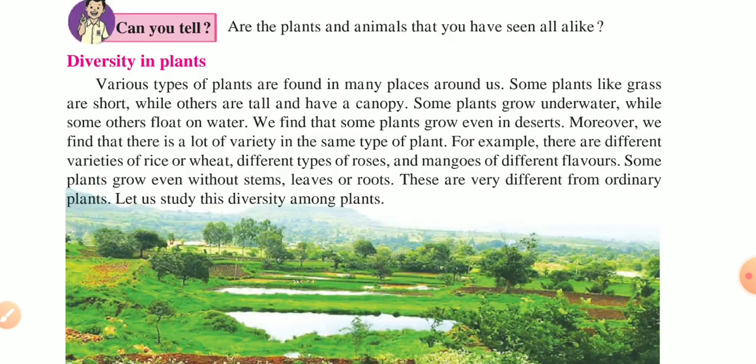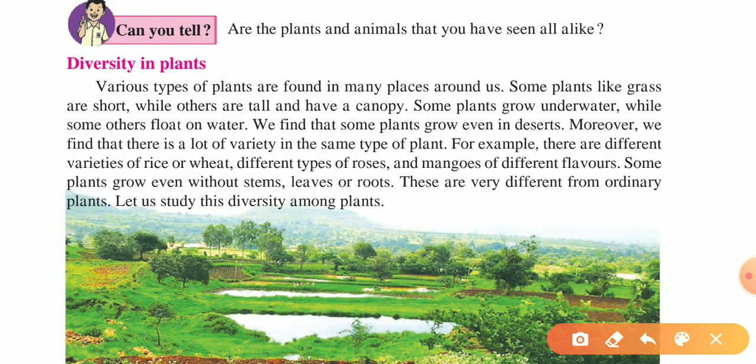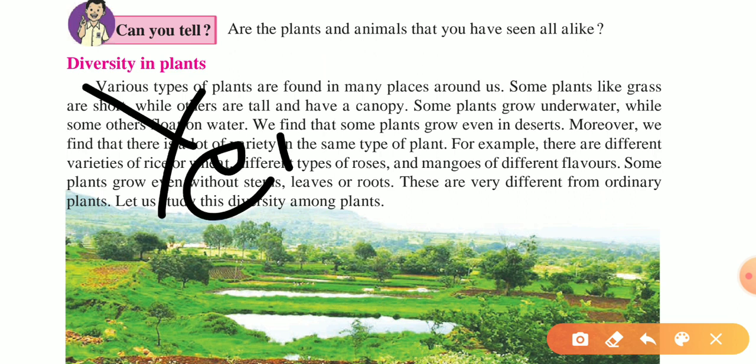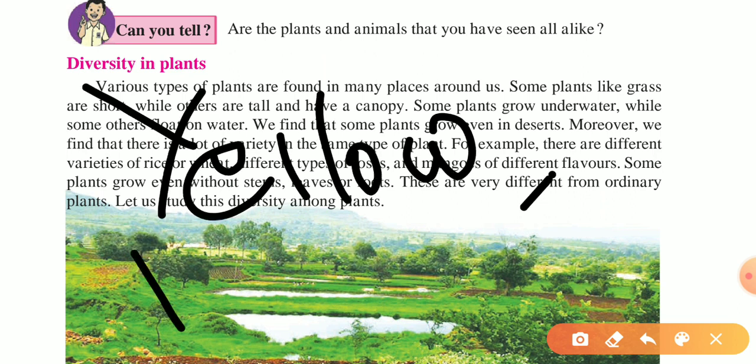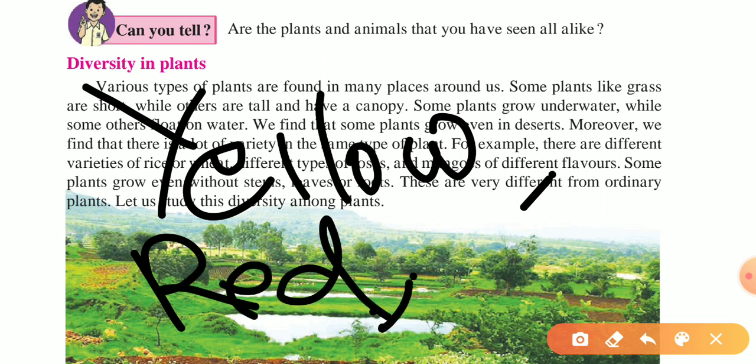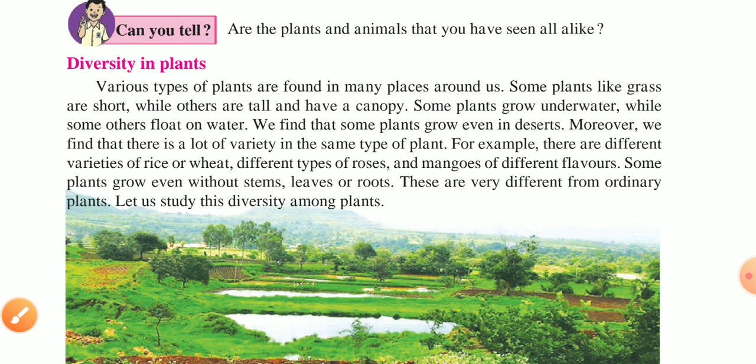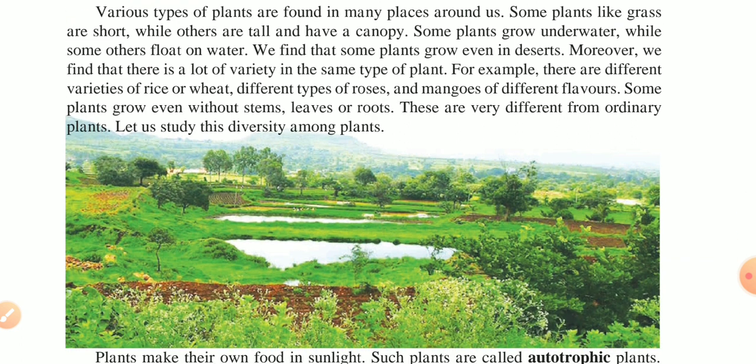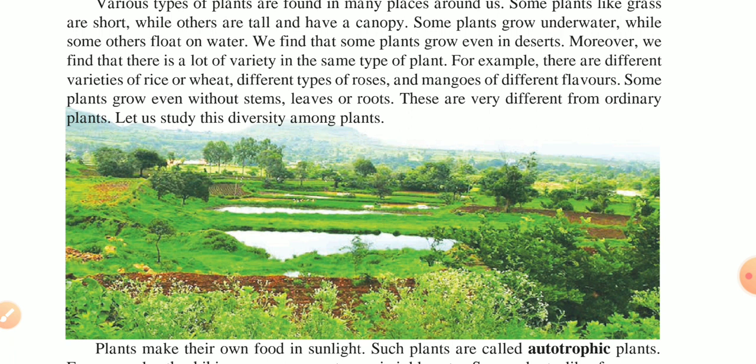Some types of roses are there. Types of roses means different colors of roses. Yellow. Then which other color? Red. Then which other color? White. Lots of colors are there. Then mangoes are of different flavors. Now you know that mangoes have different flavors. Yes, we think of Hapus. In villages there are lots of sizes and lots of flavors of mangoes.